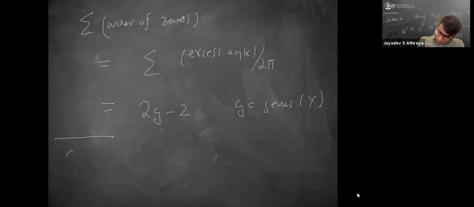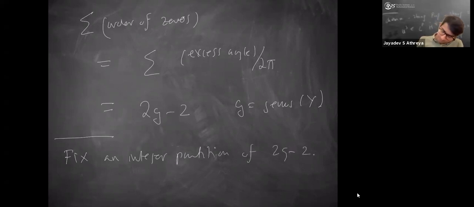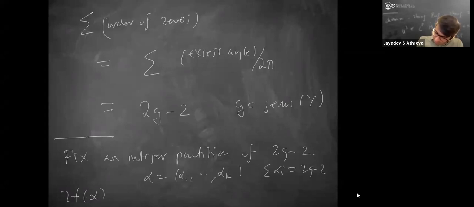Okay, so what's a saddle connection now? So okay, what's a stratum? First of all, I should tell you what a stratum of translation surfaces is. So what I do is I fix the combinatorics. So I fix an integer partition of 2g minus 2. And I define, let's say alpha, so alpha is maybe alpha 1 through alpha k, where the summation of alpha i is 2g minus 2. And I define H of alpha to be the space of translation surfaces with this data, surfaces with zero pattern alpha.